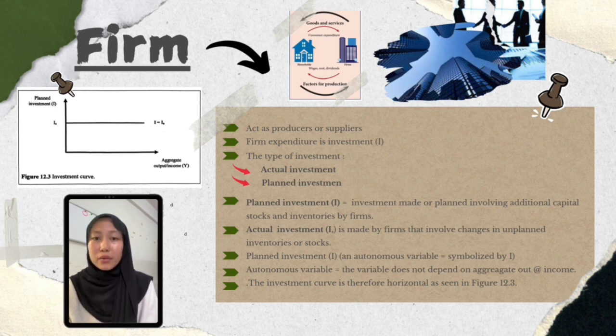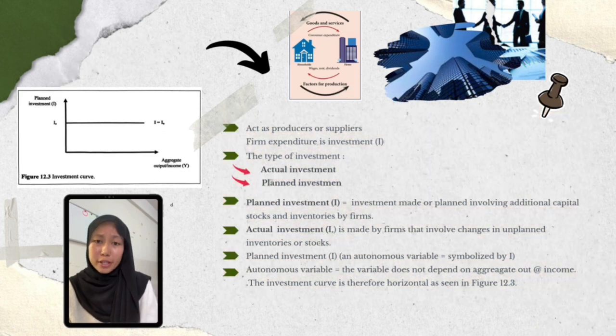Planned investment is an autonomous variable symbolized by I. An autonomous variable is one that does not depend on aggregate output or income, as seen in figure 12.3, which shows a horizontal investment curve. Other than that, investment also can be influenced by factors such as interest rate, cost and efficiency of capital, growth, demand of product, business tech, and expectation for the future.